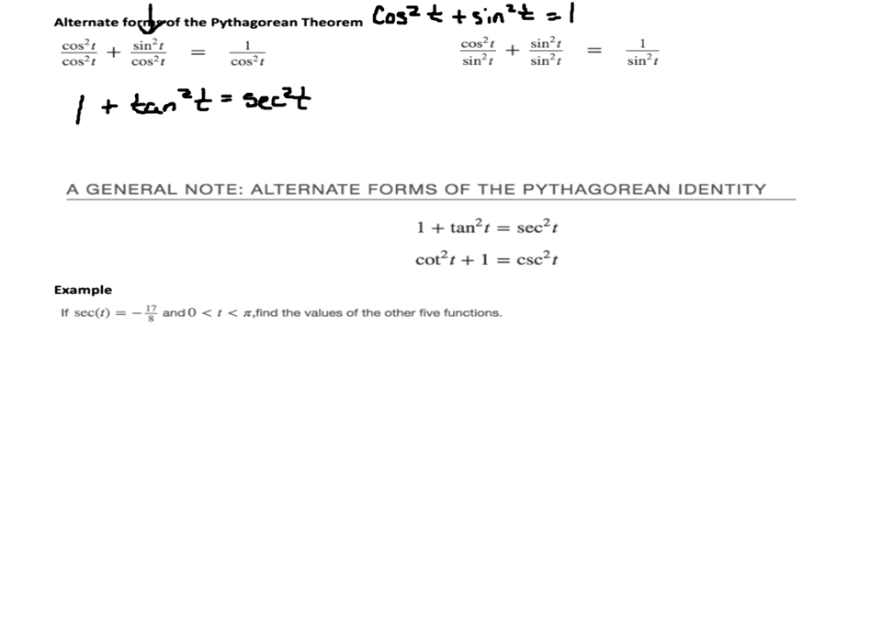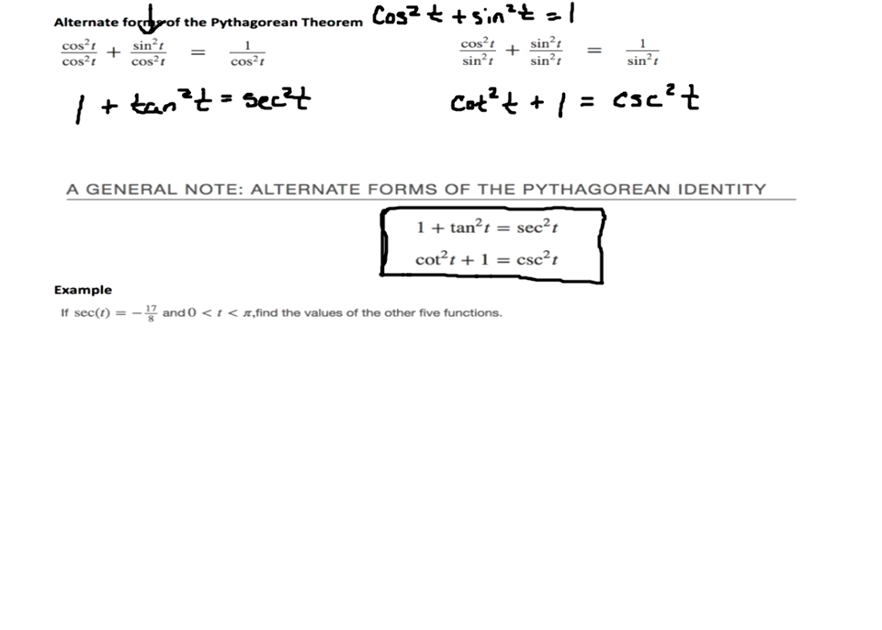So same thing, if we come back and we divide every term in the Pythagorean identity by sine squared t, we get cosine squared t divided by sine squared t is cotangent squared t. Sine squared t divided by sine squared t is just 1 equals 1 over the sine squared of t. Well, that is the cosecant squared of t. So that gives us new forms of our same Pythagorean identity.